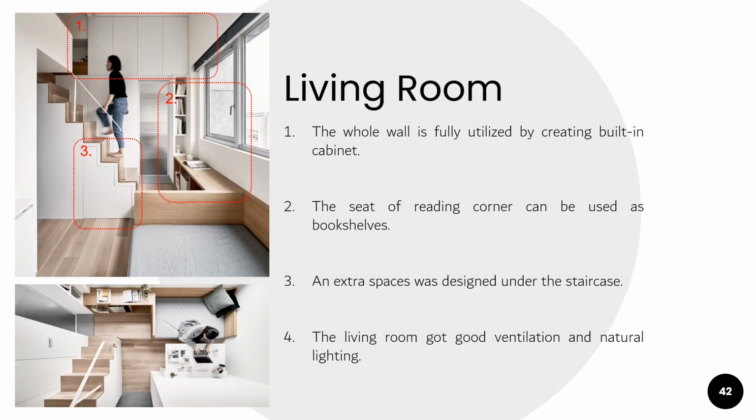They designed the whole wall with a wide built-in cabinet. Besides that, they also created a reading corner on the window wall and added storage under the seats. Not only that, the space under the staircase was also designed into additional storage. Of course, the ventilation and natural lighting in the living room stay good.